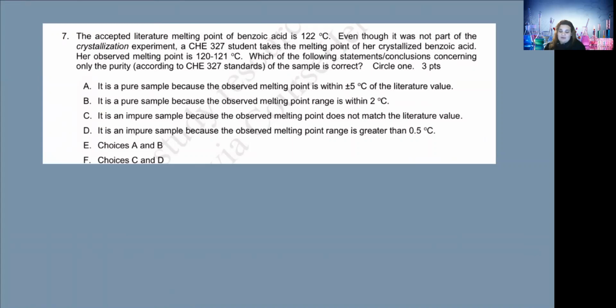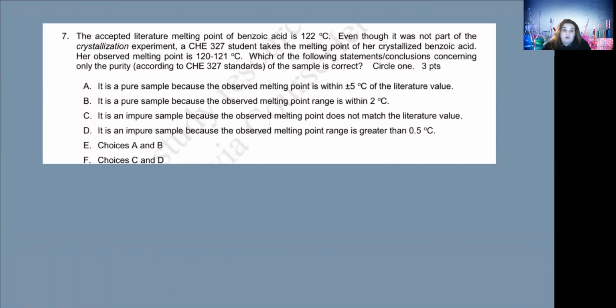All right, so the accepted literature melting point of benzoic acid is 122 degrees Celsius. Even though it's not part of the crystallization experiment, a Chem 327 student takes the melting point of her crystallized benzoic acid. The observed melting point is 120 to 121 degrees Celsius. Which of the following statements or conclusions concerning only the purity, according to Chem 327 standards, of the sample is correct?